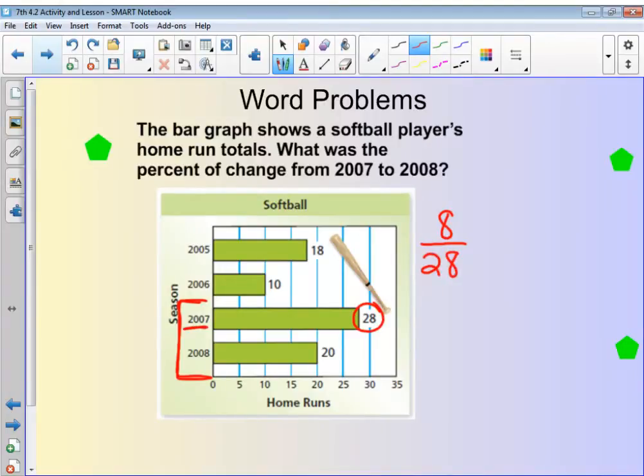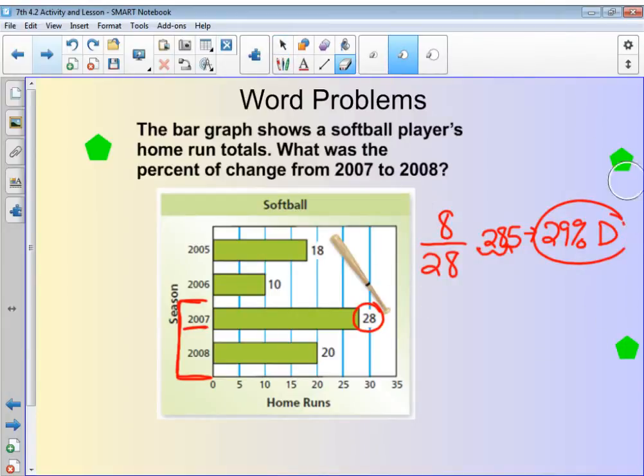So there's my fraction. Now I'm going to go ahead and change that to its decimal. So 8 divided by 28 gives me 0.285, which would be, rounding to 2 places, about 29%. Now, was that an increase or a decrease? It went from 28 to 20. That would be a decrease. So about a 29% decrease.